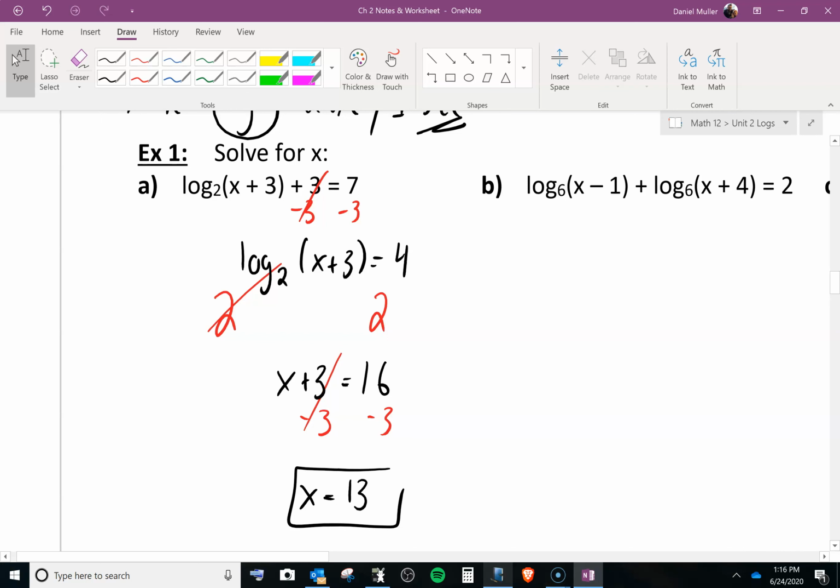And that's what the rest of these are going to be like as well, where there's no longer logs on both sides. There's just these constant numbers that are going to need some work there. So I will stop the video here, and we will do another video for these other questions right after this.